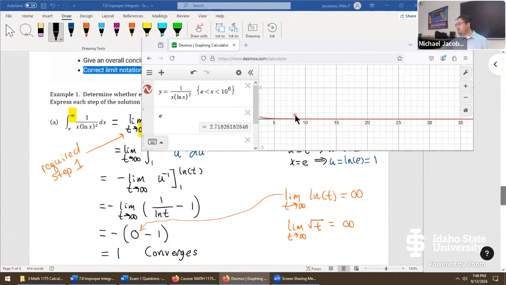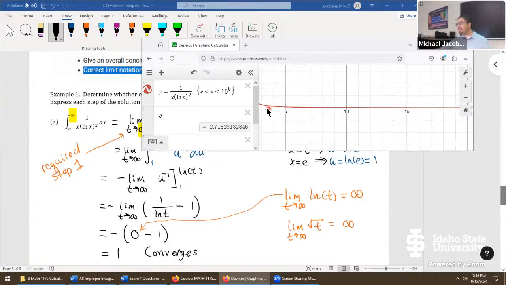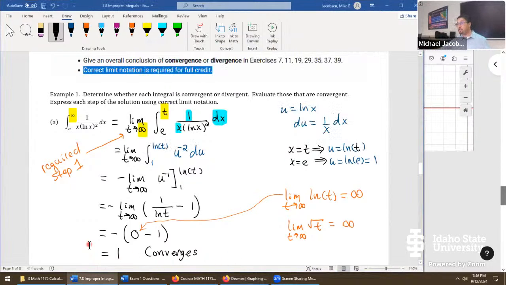Now, if we plot that function, let's try to zoom in a little bit on it. The area under this curve came out to exactly 1. And it seems more plausible because this goes towards the x-axis extremely rapidly. It will never actually hit it, but that's okay. We still have a convergent area.